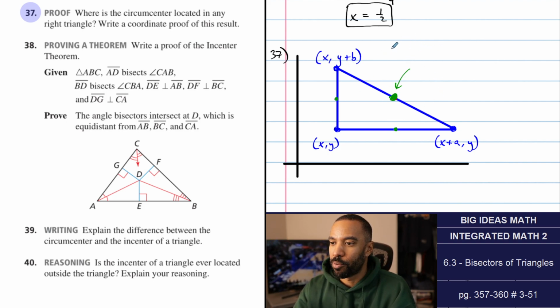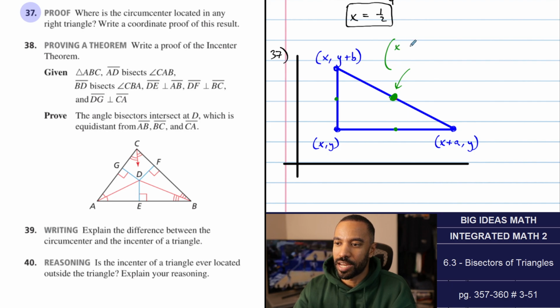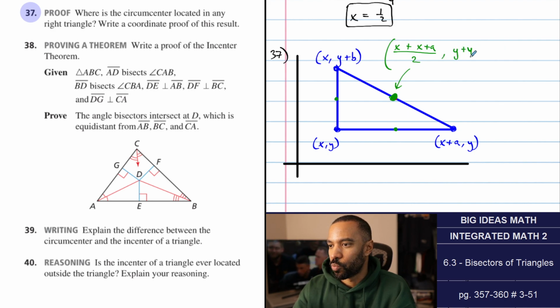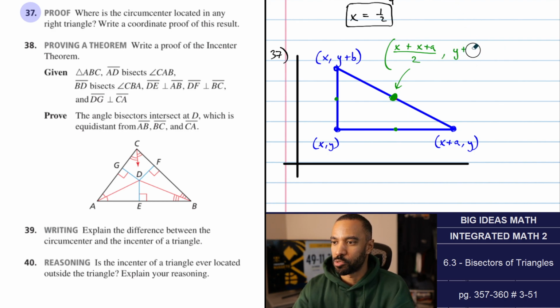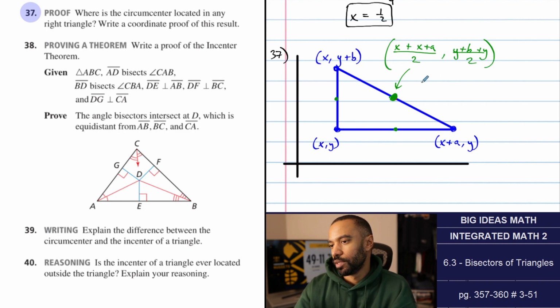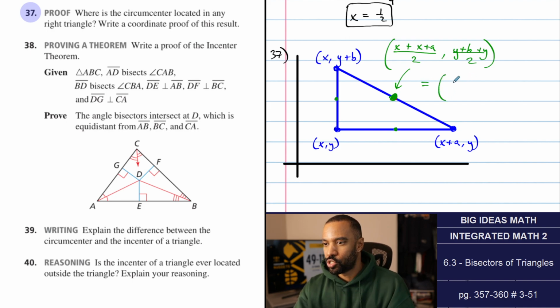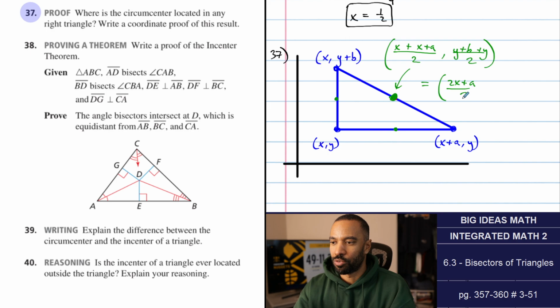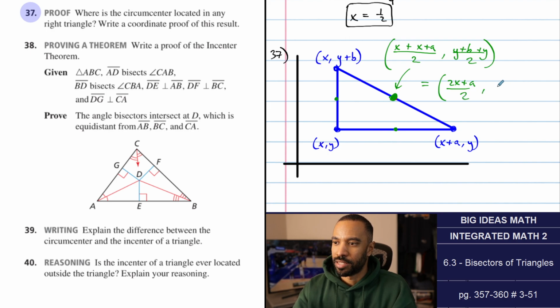So I need to find the midpoint of the x's. Here's an x, and here's the other x. You got to average those. And then I have this y, the y plus b, and then I add the other y to it, and I divide that by 2. And then that will be 2x plus a all over 2, and then 2y plus b all over 2. That's one version you could write.